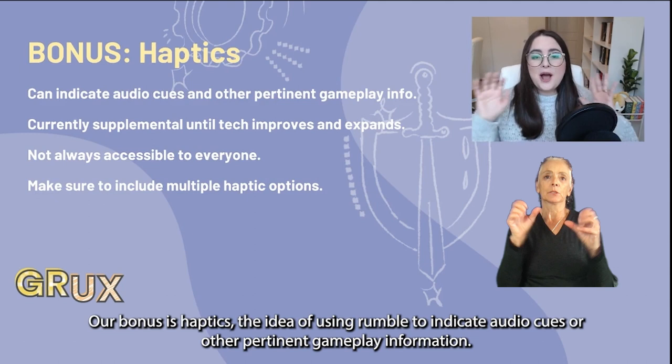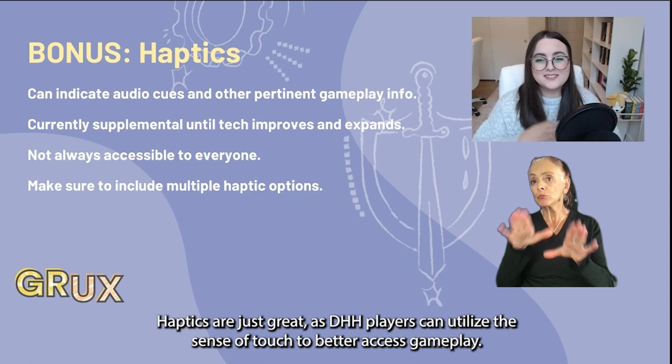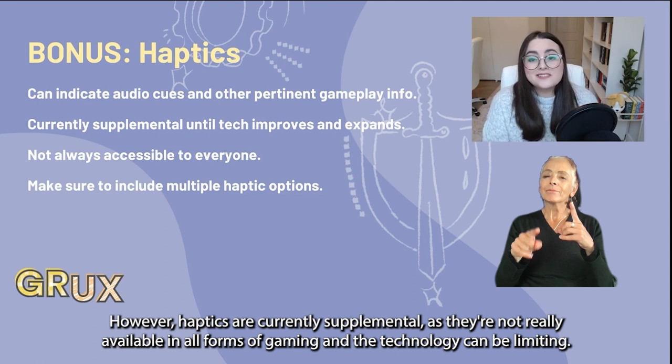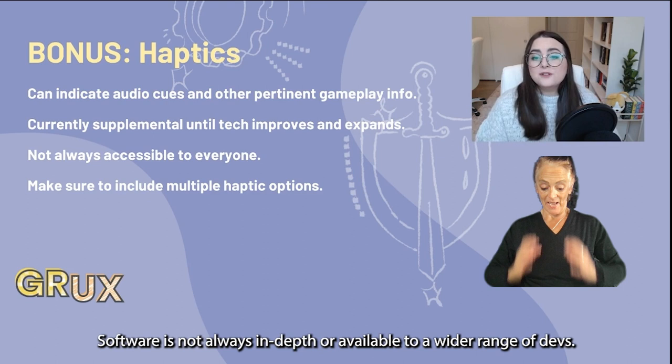Our bonus is haptics, the idea of using rumble to indicate audio cues or other pertinent gameplay information. Haptics are just great, as DHH players can utilize the sense of touch to better access gameplay. However, haptics are currently supplemental as they're not really available in all forms of gaming and technology can be limiting, even with advanced hardware like a haptic vest, which can cost more than an actual console. Software is not always in-depth or available to a wider range of devs.